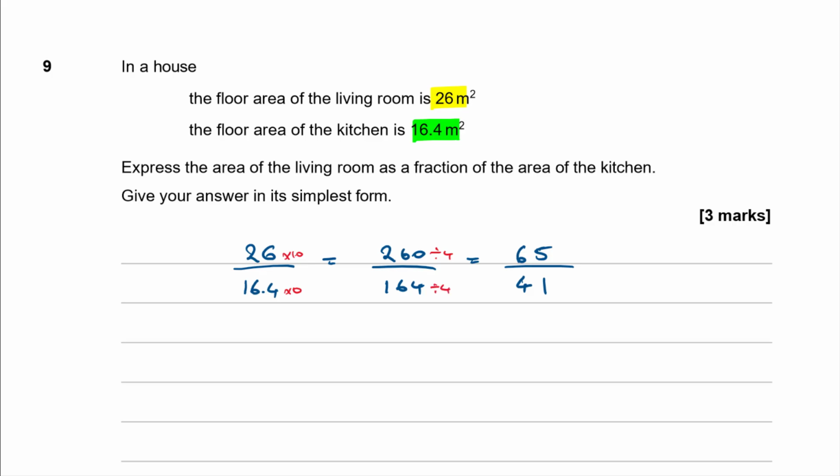Have we got any more common factors? 65 and 41. They don't divide by 3, do they? Not 5 either, not 7, not 9, not 11, not 13. So I don't think we're going to get these any more simple than they already are. I think it is going to be 65 over 41. Okay, so that's about as far as I can get.